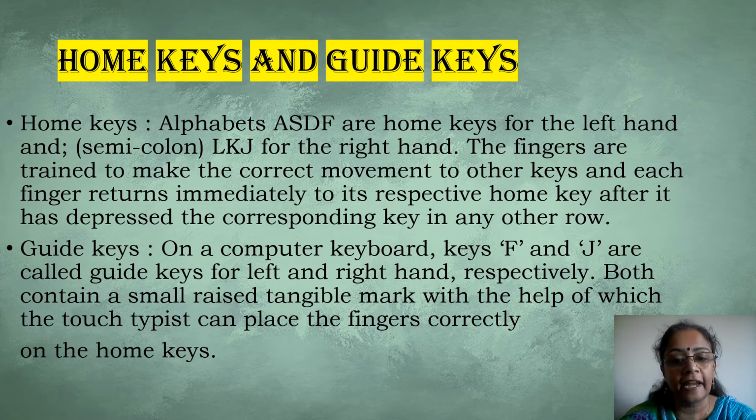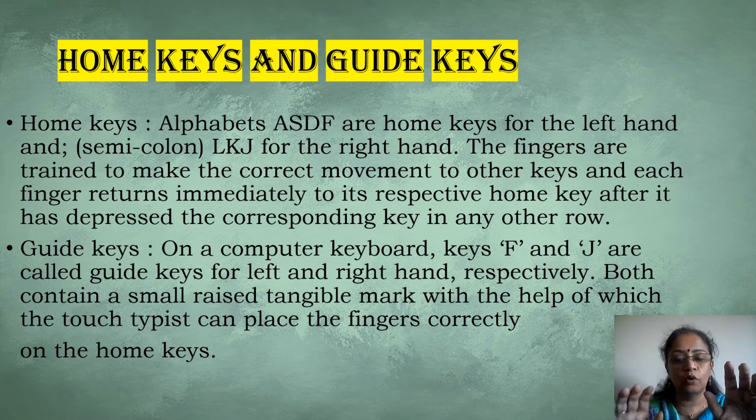These fingers are trained to make the correct movement of other keys, and each finger returns immediately to its respective home key after it has depressed the corresponding key in the other rows. So basically when you are doing touch typing, your basic finger movements will always be on the home key. Your fingers will always be placed on the home keys, that is the middle row, which is the A, S, D, F, G and semicolon, and on the right hand side it will be the L, K, J, H. This will be your finger movement.